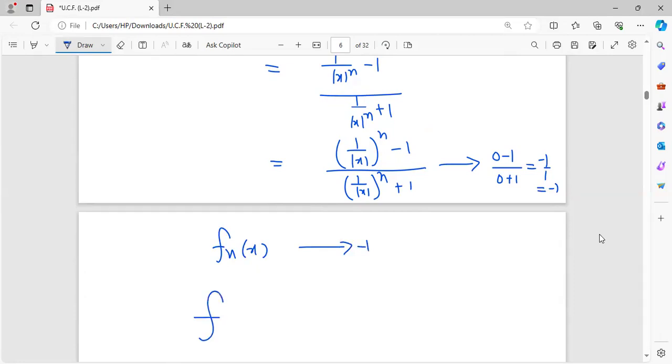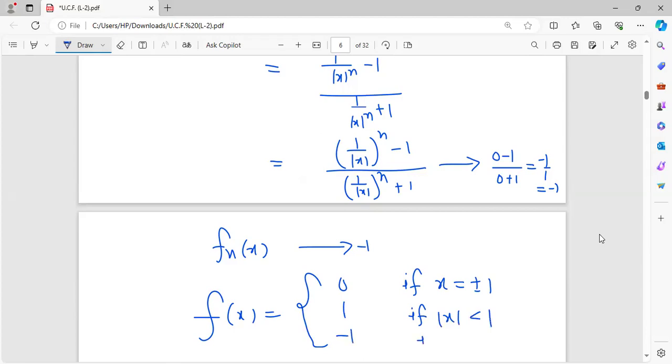So what we have? What is my f function? F function is 0 if x is plus minus 1. It is 1 if mod of x is less than 1. And it is minus 1 if mod x is greater than 1.